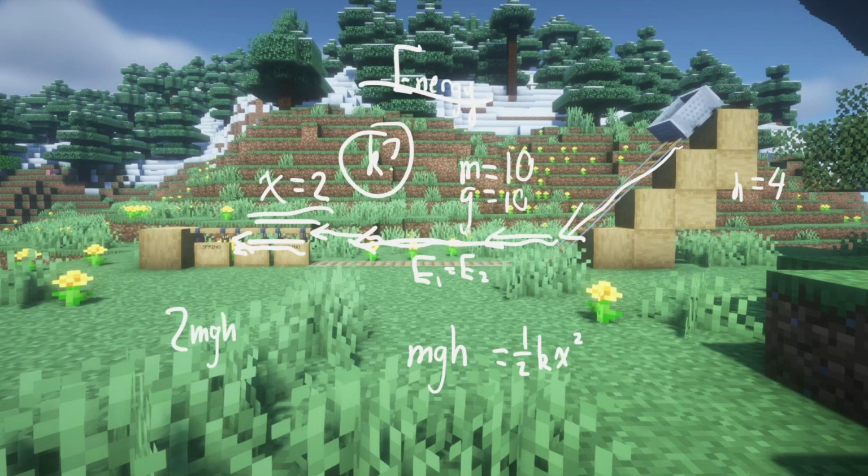2mgh divided by x squared equals k. And so once we plug those numbers in, we know k is 200 newtons per meter, which is actually the units that you have to use for spring constant. What we know from this is that it's a very high number, and it means that the spring is very, very resistant to a lot of force, which makes sense. And so that's all the spring questions.